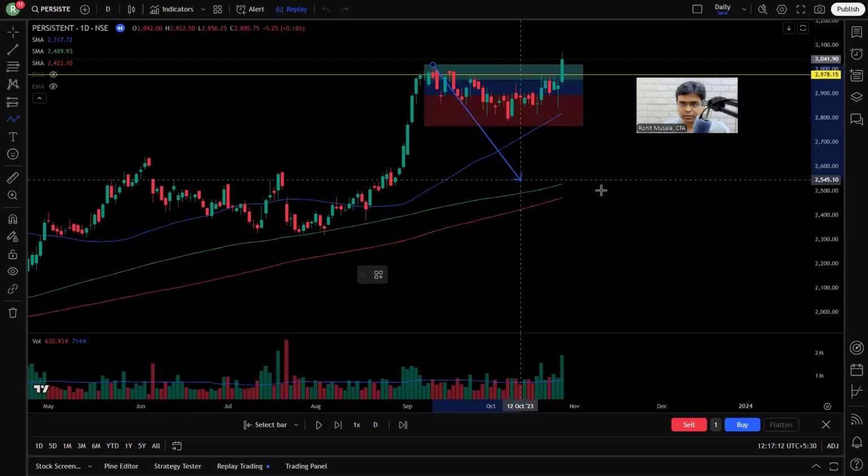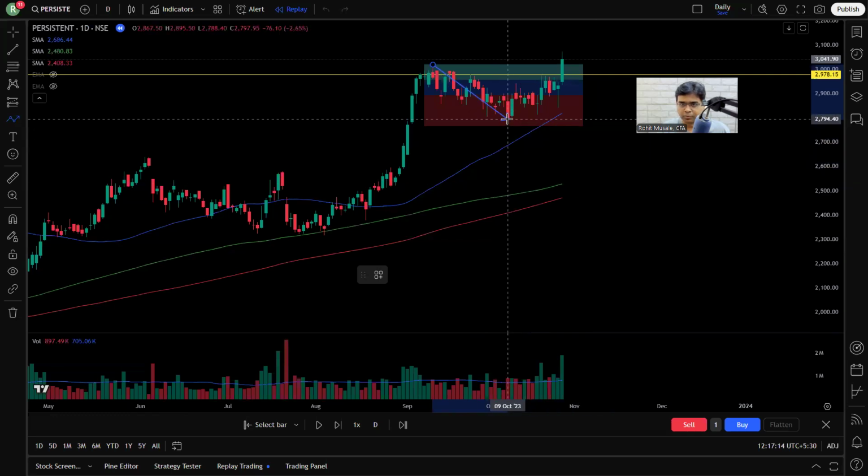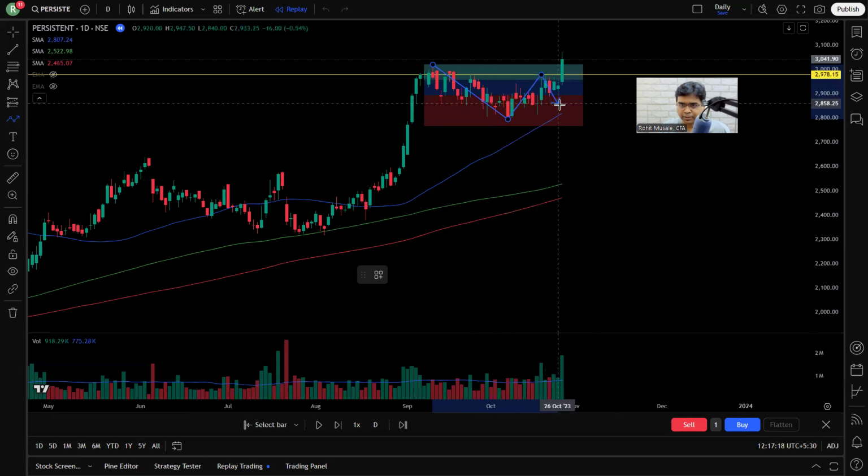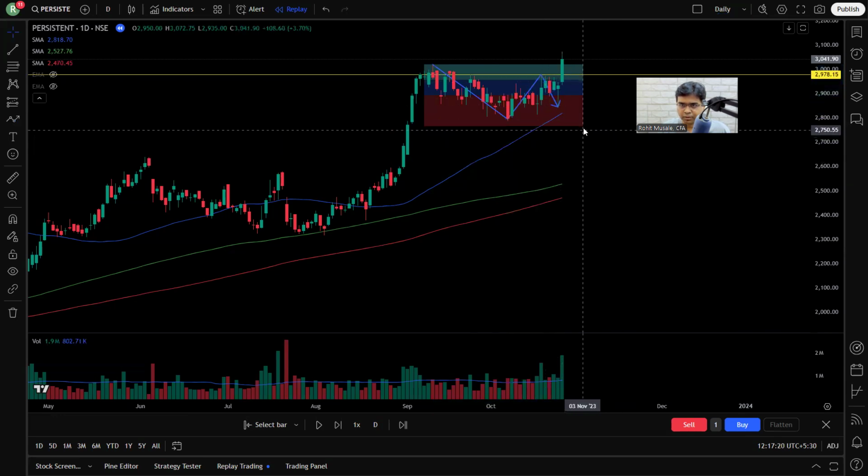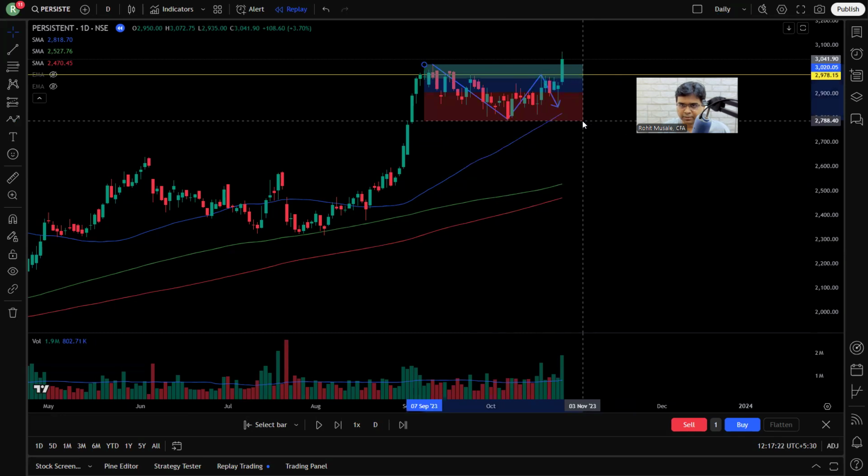Point 1. This is point 2. I think the base needs to be drawn correctly. Point 2, point 3, and point 4. The base should be like this.